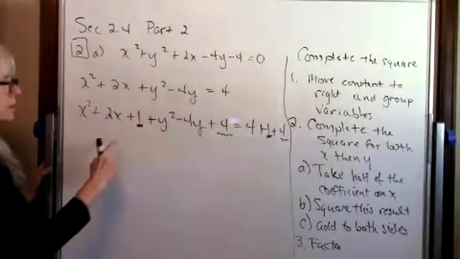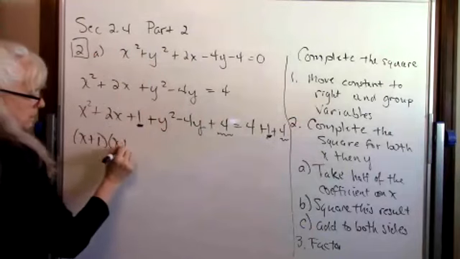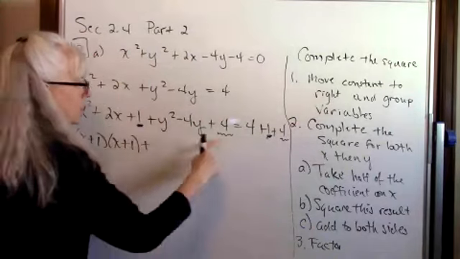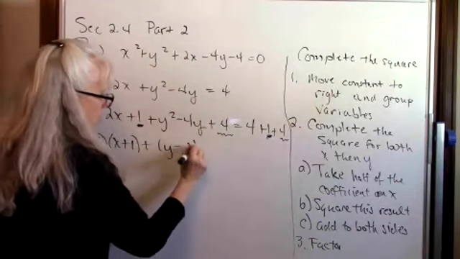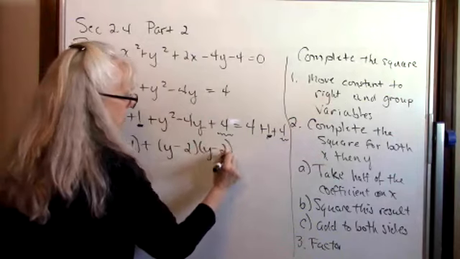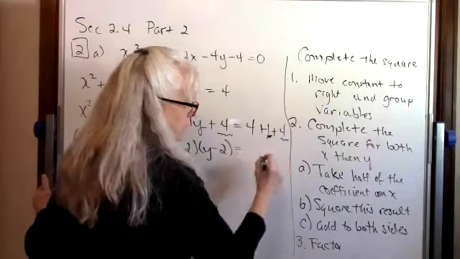So over here, we're looking for factors of 1 that add to 2. Well, that's x plus 1 and x plus 1. Over here, we're looking for factors of 4 that are going to add to -4. So that would be y minus 2 times y minus 2. On the right side, we're just going to combine like terms. So 4 plus 1 plus 4, we'll add them all together.